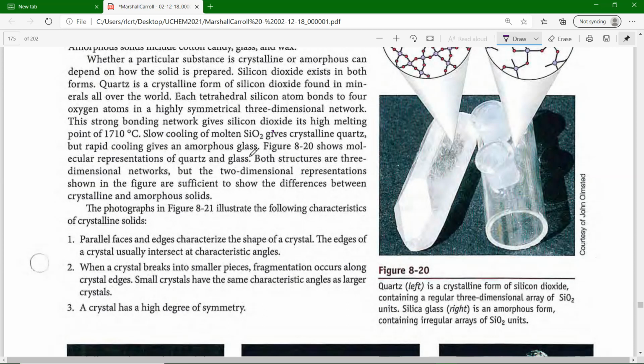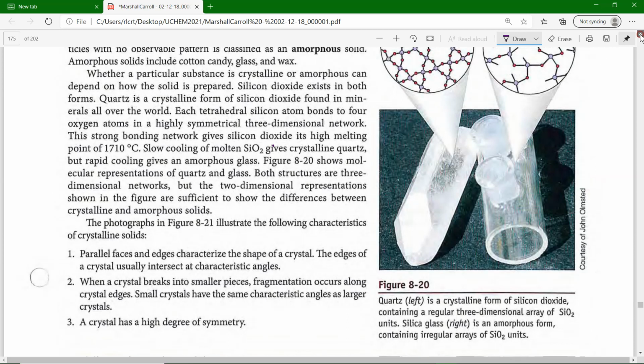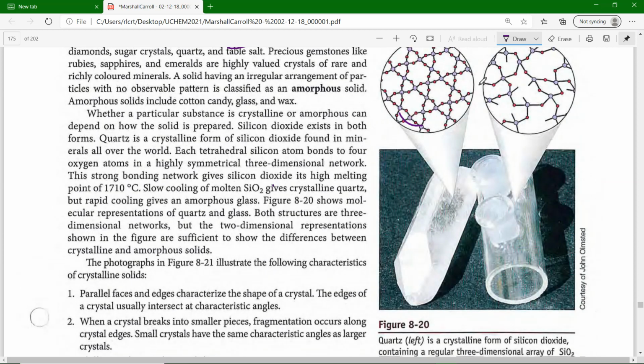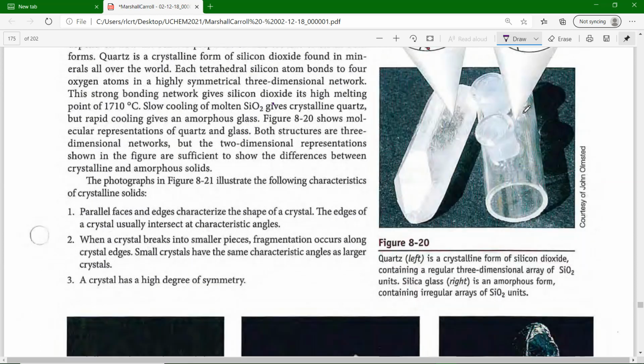Okay, so the chemical engineering is important here. The rate at which we cool something can cause different arrangements of the atoms. They're both three-dimensional networks, but the two-dimensional representations show the differences between crystalline and amorphous. So here we see on the left, this is crystalline, nice repeated patterns. Then here, the patterns aren't repeated so much, so that's amorphous.